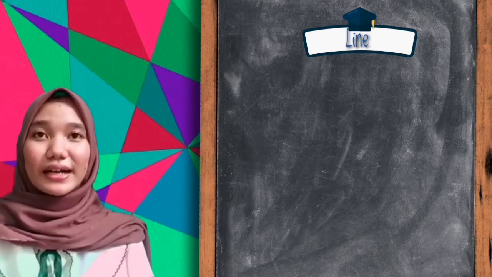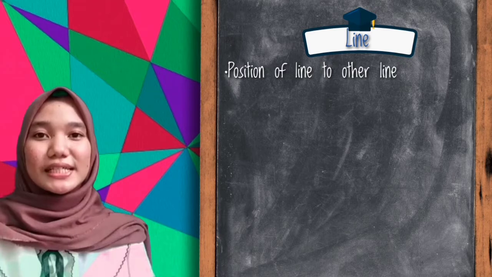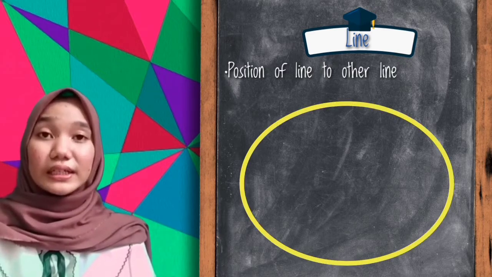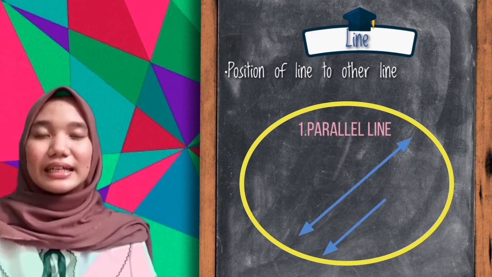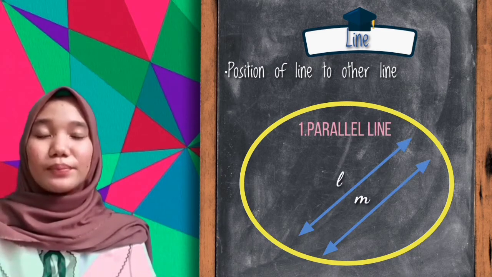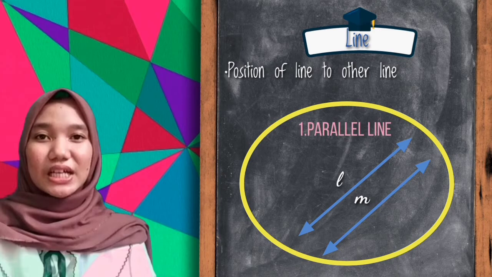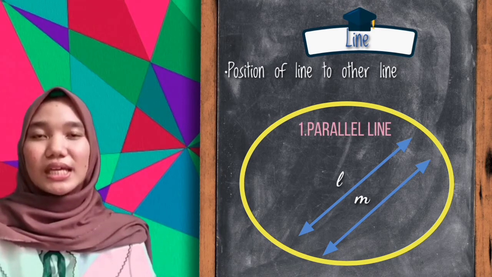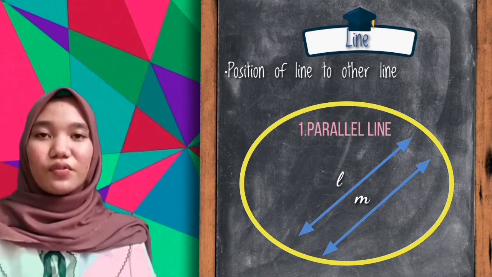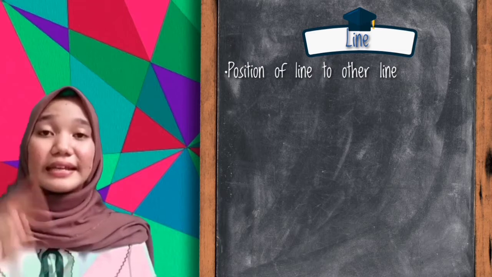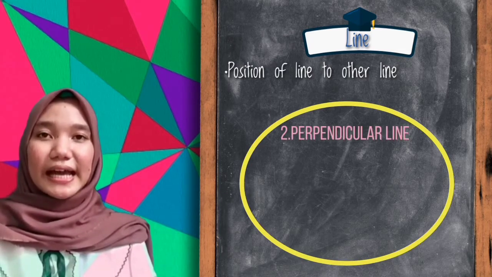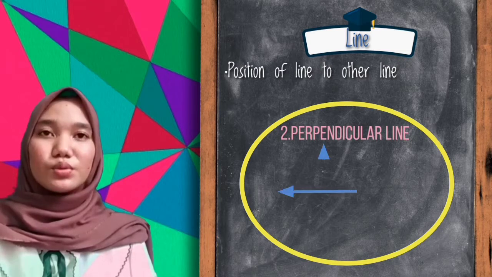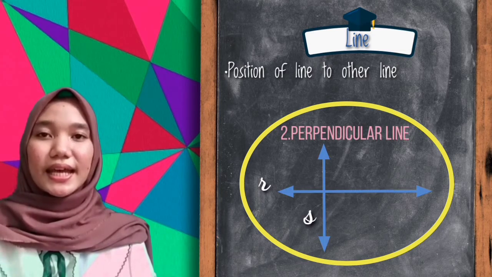Then there are several line positions relative to other lines. The first, parallel line. Parallel lines are two lines that are on the same plane and never intersect even though they are extended indefinitely. The second, perpendicular line. Perpendicular lines are two lines that intersect and form a right angle.